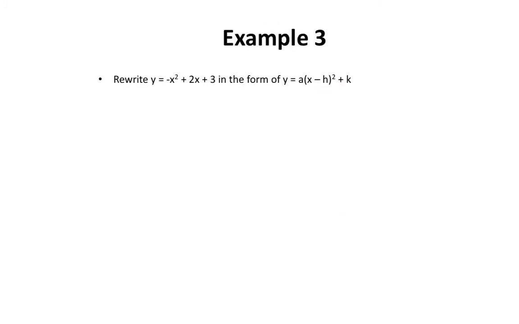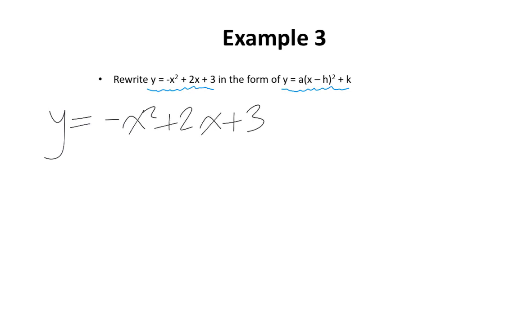In our last example, we want to convert our quadratic relation in standard form into vertex form. The first thing you want to do is rewrite the question. So I have y equals negative x squared plus 2x plus 3. You want to closely analyze the terms which contain x. We're going to do some group factoring here. However, I do not want to factor out a variable. I only want to factor out a number.